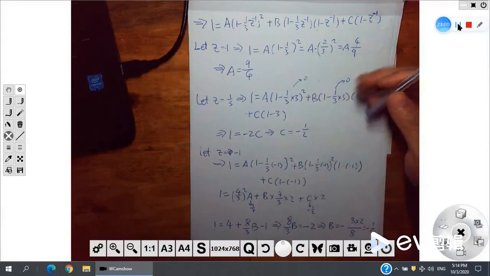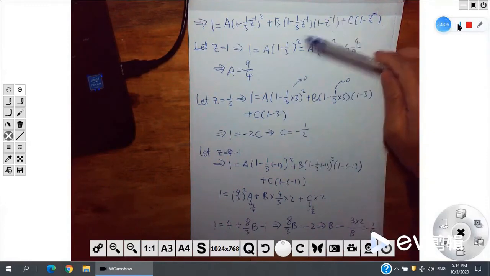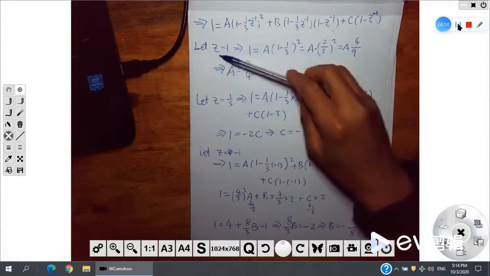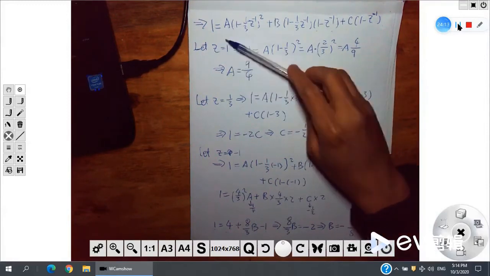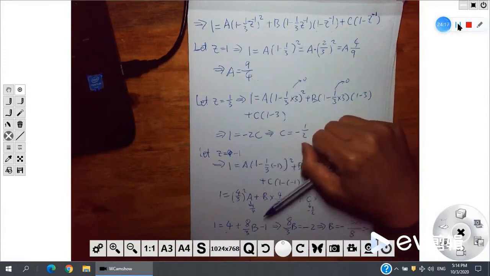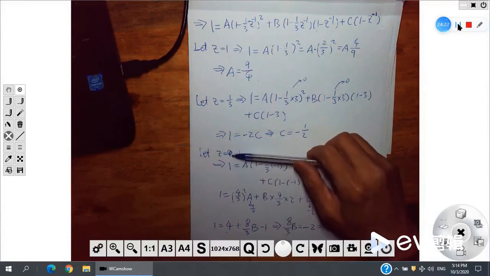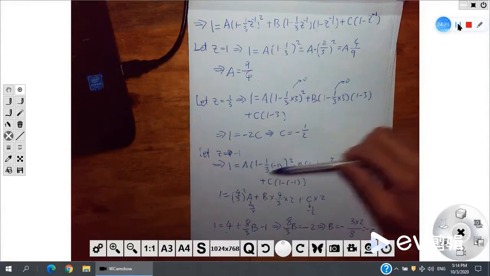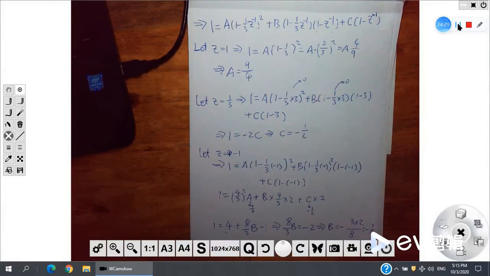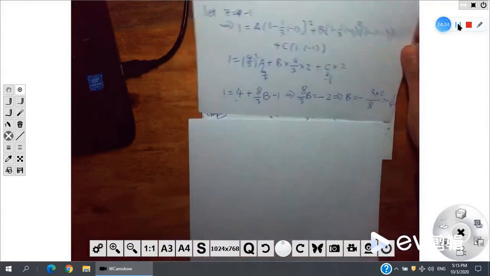However, in my sense, I feel the 3 equations will not be easier than this way. You just choose some special values, then you can find A, B, C more easily. Here A and C are already known, so you pick some value, then you can have B. Alright, now we can have our answer.